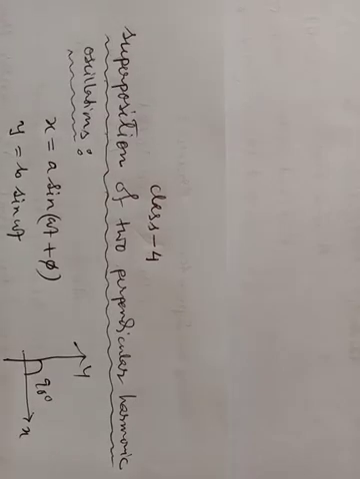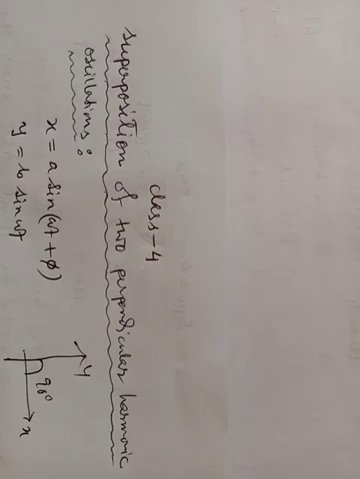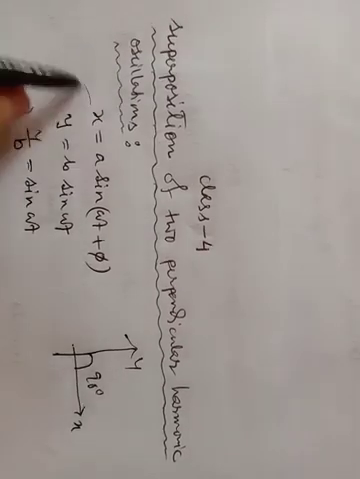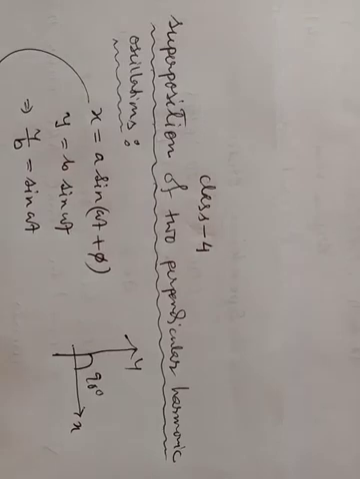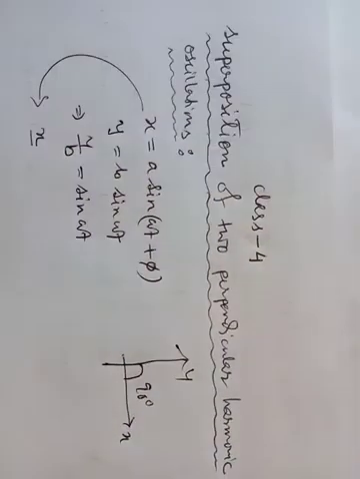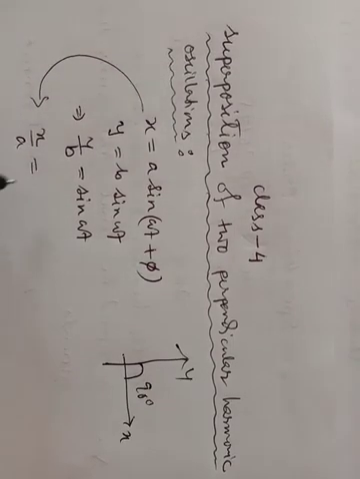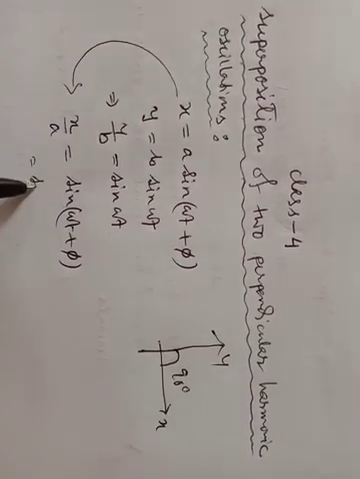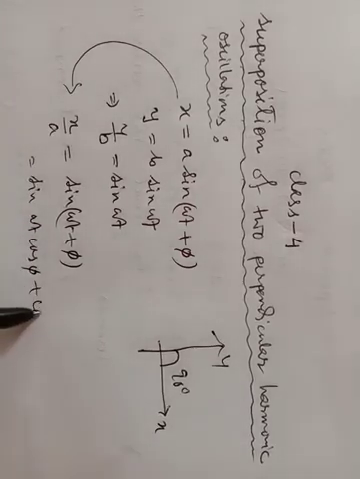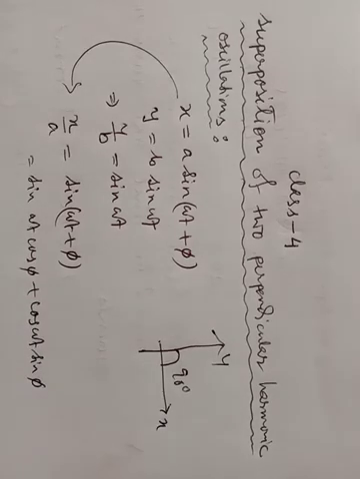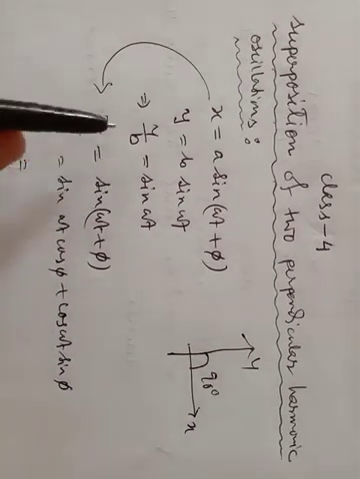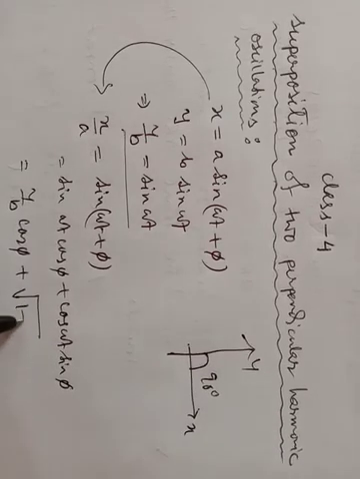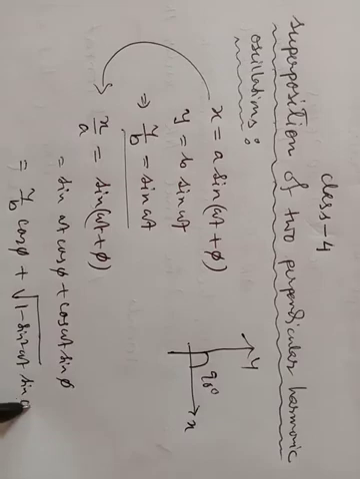From here we'll have y/b = sin ωt. Now here we'll have x/a = sin(ωt + φ). Then you expand: sin ωt cos φ + cos ωt sin φ. Now what is sin ωt? sin ωt is equal to y/b. You put the value: (y/b) cos φ plus, what is cos ωt? √(1 − sin² ωt) into sin φ.